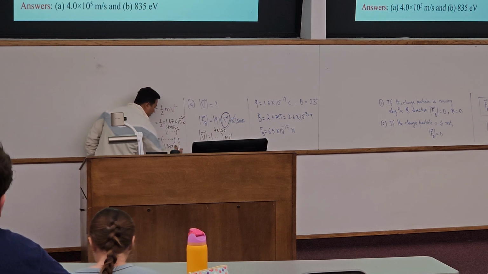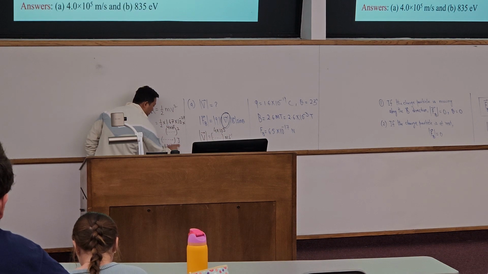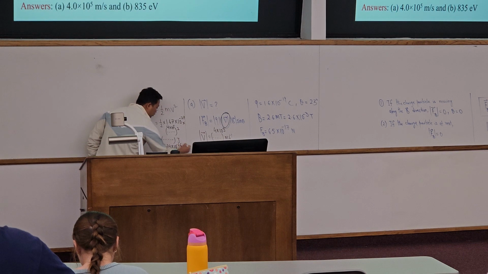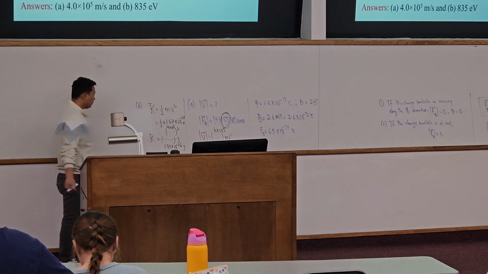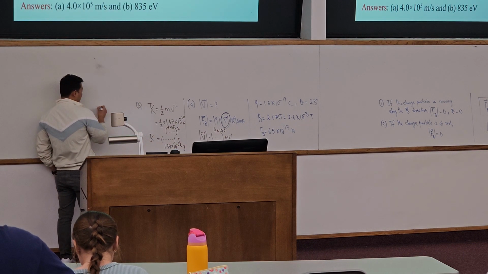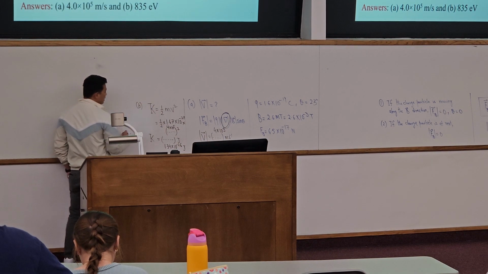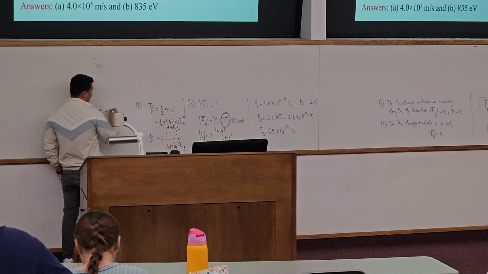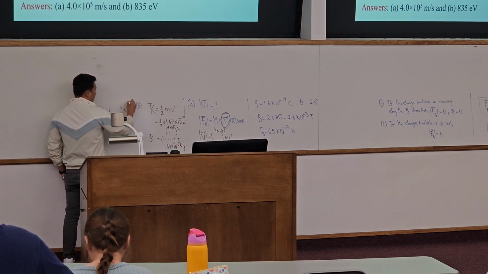10 power minus 7 or 6? 26, okay. It's a joule. So if you want to calculate this one in electron volt, divide by 1.6 times 10 power minus 19. If you do that, it will be in electron volt. Can you do that?